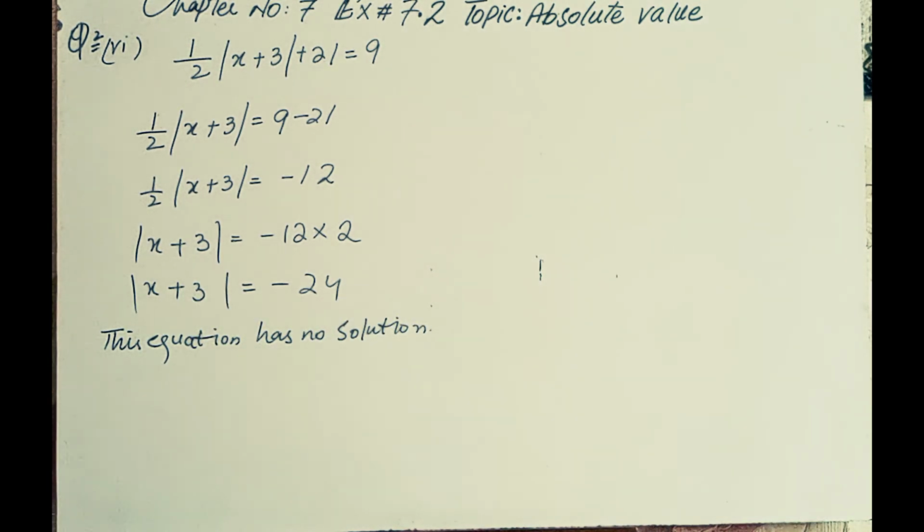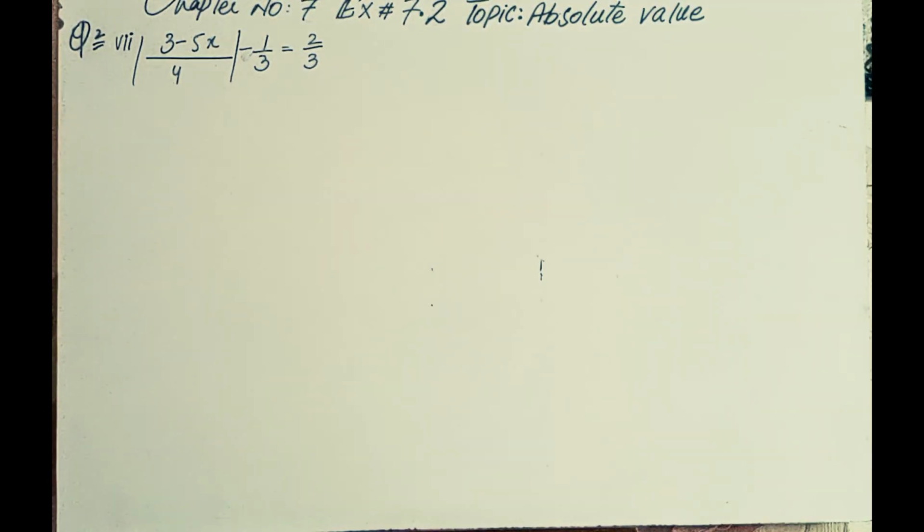Same like this, from any two parts we will solve only one part there. Question number 2, part 7. Parts 7 and 8 are almost the same. So part 7 is: the absolute value of (3 minus 5x) over 4, then minus 1 by 3 equals 2 by 3.